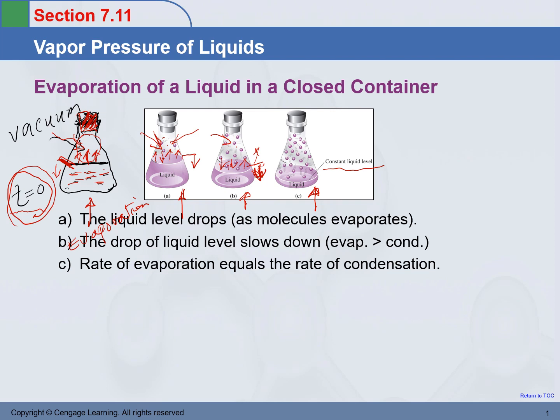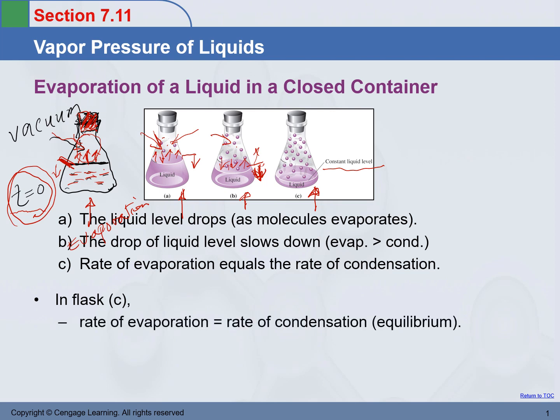Now, let's focus on flask C, where there is no net change anymore. You cannot observe any change in flask C. However, you do know evaporation and condensation are still going on. They're just happening at an equal rate. So let's focus on flask C. Let's see what we can conclude from here.